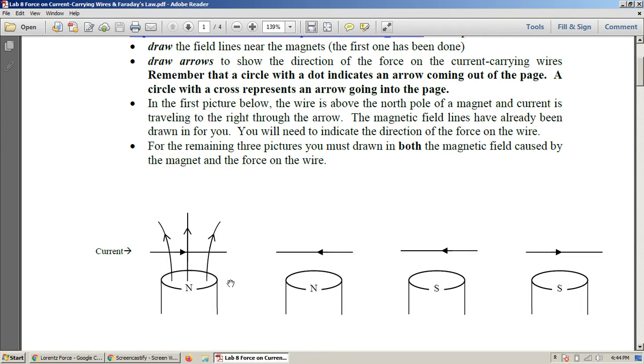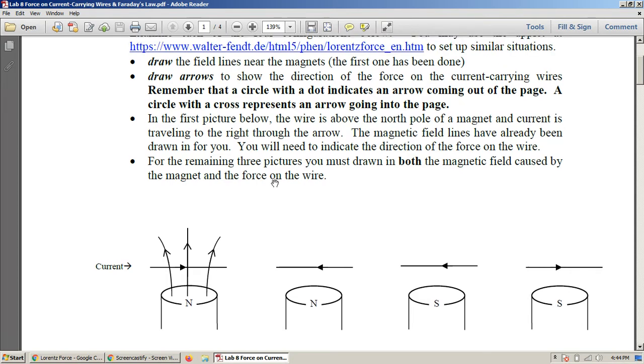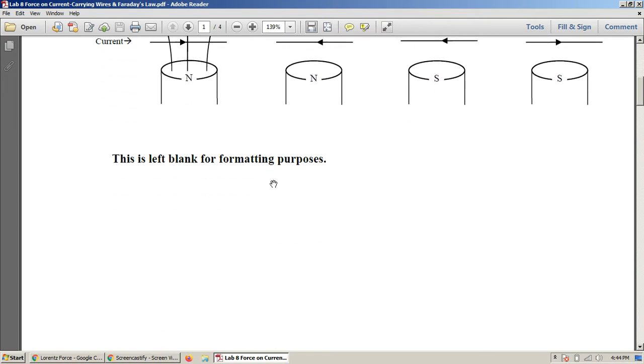And so for the first one, you can look at this, and you're basically holding your hand up to the screen. Your thumb is the current going to the right. Your fingers are going up. That force will be out of the screen. Remember, this is bolded in the lab. Circle with a dot is out of the page. Circle with a cross is into the page. So you go through and you fill those in, and you can kind of get an idea from the app what's going to happen here.